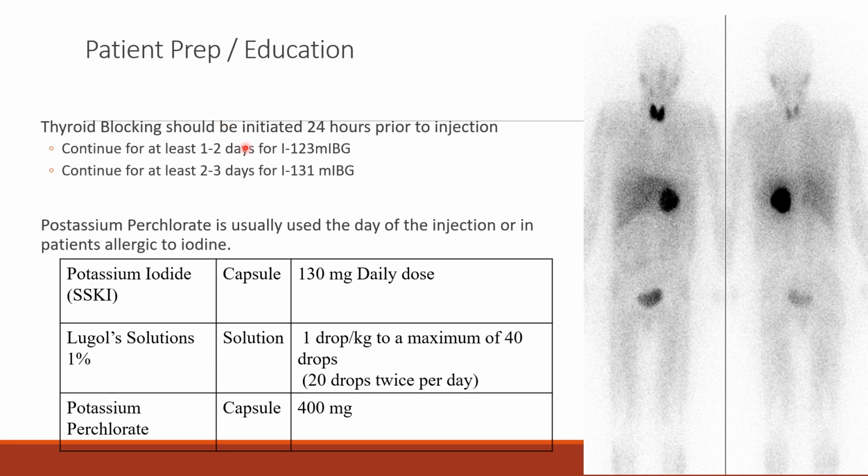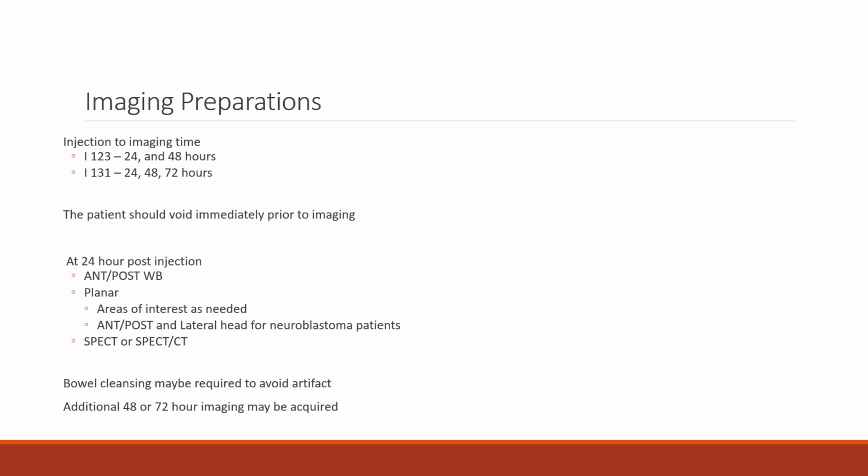And then for I-123, you need to do it for at least 1 or 2 days to block the thyroid. For I-131, you need to do it for longer because you want to make sure it's effective because it is a therapy dose. For imaging, I-123 is 24 and 48 hours. For I-131, you can go out to 72 hours. That's probably about the only benefit of doing I-131 is that you have delayed imaging.